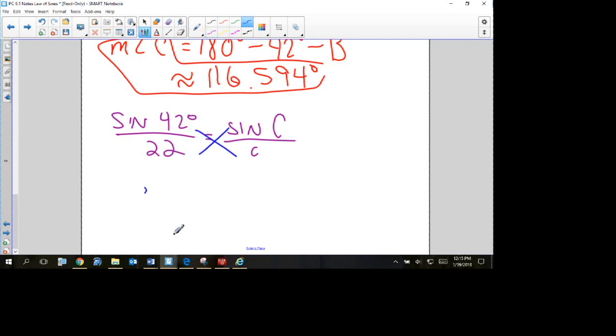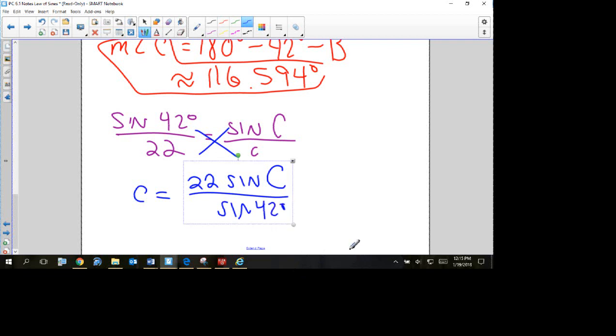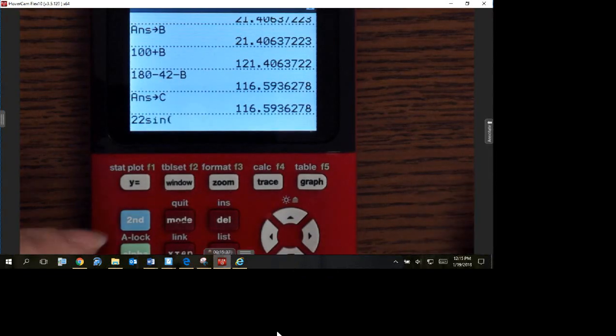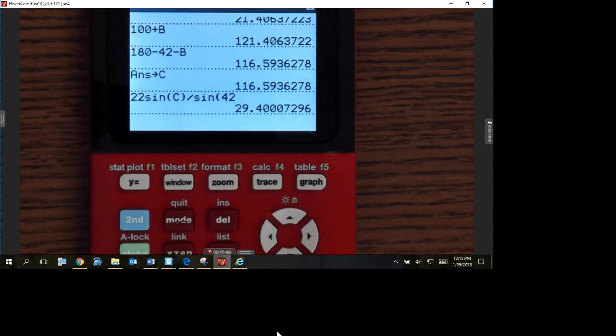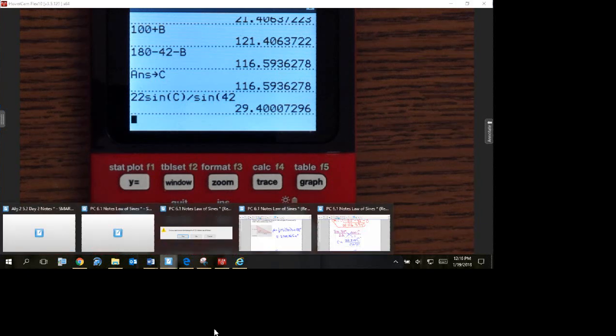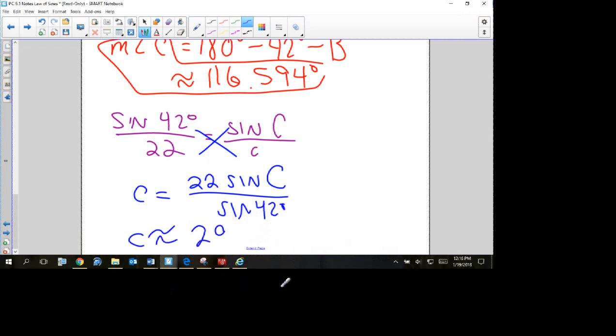So then we're going to cross multiply, we're going to solve that. You're going to get little c is going to be 22 sine angle C divided by sine 42 degrees. So on my calculator, since I stored angle C as C, I'm going to type in 22 sine alpha C divided by sine 42. And we get 29.4. Yeah, that's fine. So you just put it up there. And then I believe that's inches.